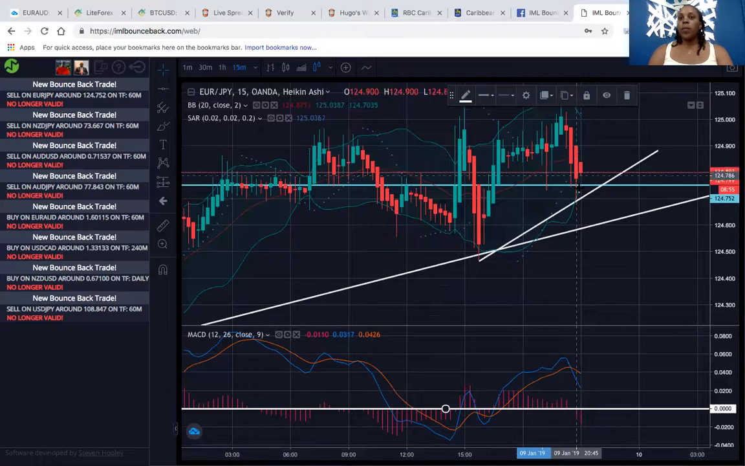Therefore, I'm waiting now for the MACD to cross, right? I'm waiting for the MACD to cross as well as the trend line to be broken for me to then say, yes, I'm definitely going to enter this trade. So right now, I am not in this trade. Let's look at another example.